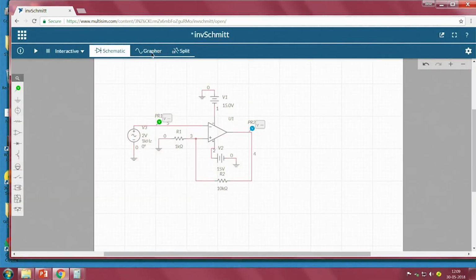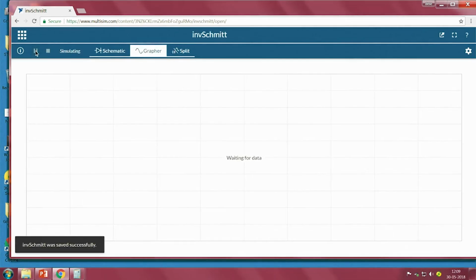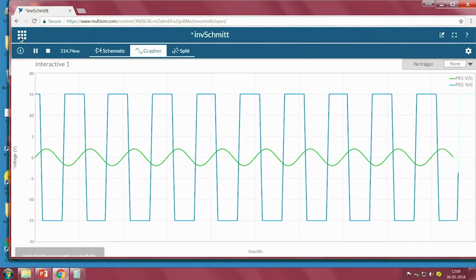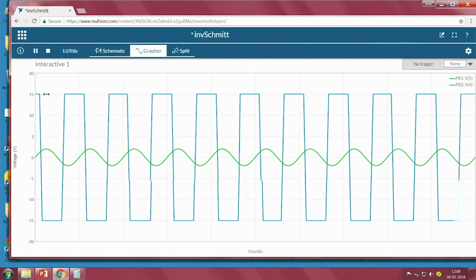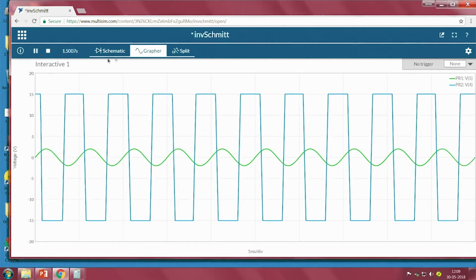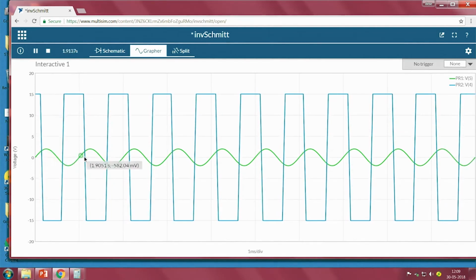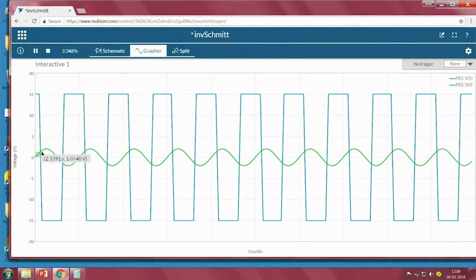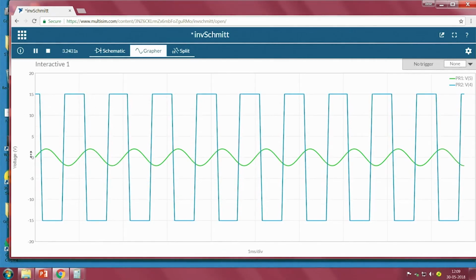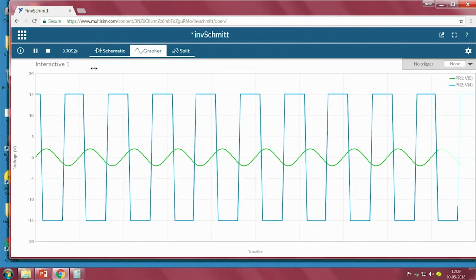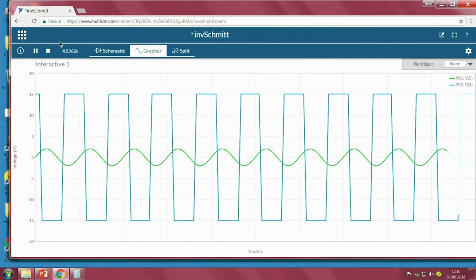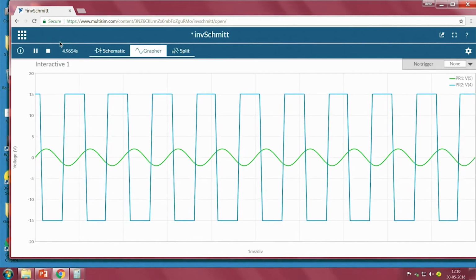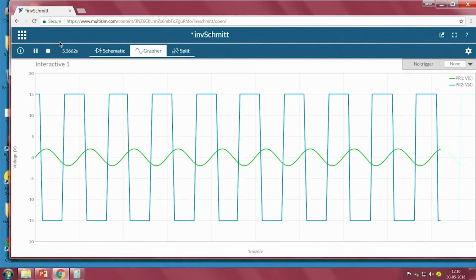So, I will go to the grapher and run the circuit. We got a signal, but if you observe it, we have two signals in the same grapher. One is the green color, the other one is the blue color. The green color indicates our input signal, whereas the blue color indicates our output signal, isn't it? Now, how do we understand at what time it is switching on and at what time it is switching off?